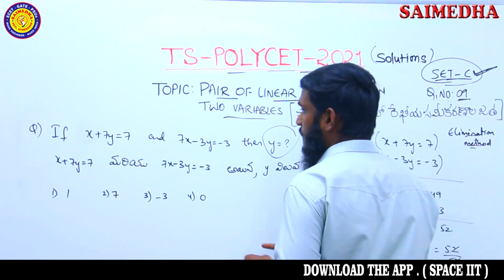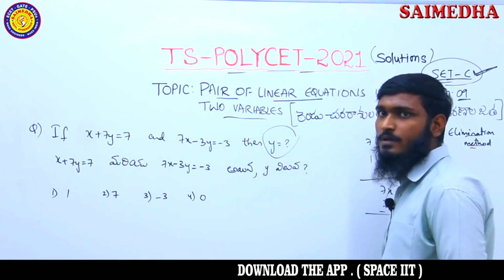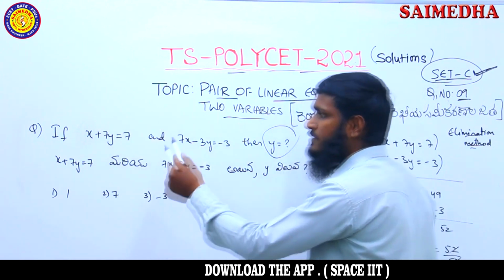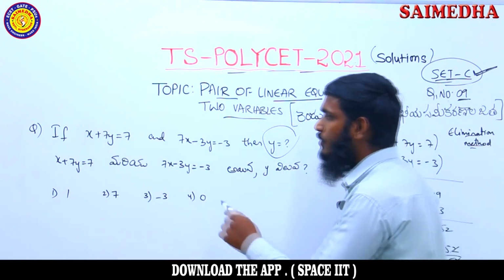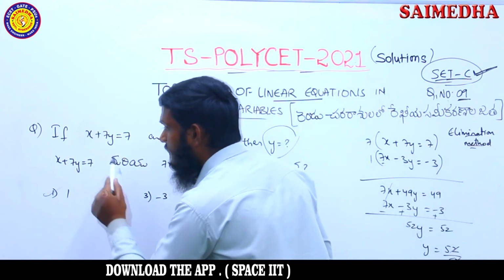Let us see the options over here. It is 1, 7, minus 3, or else 0. After solving these equations, we came to know that the value of y is equals to 1. So our option number 1 will be correct.